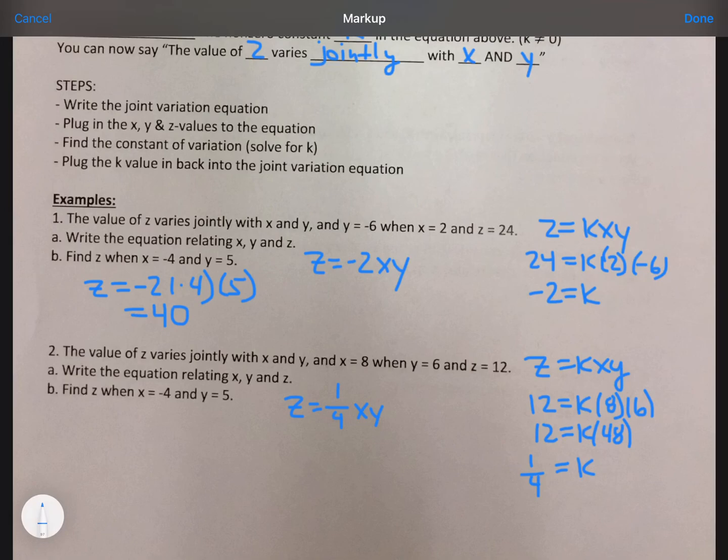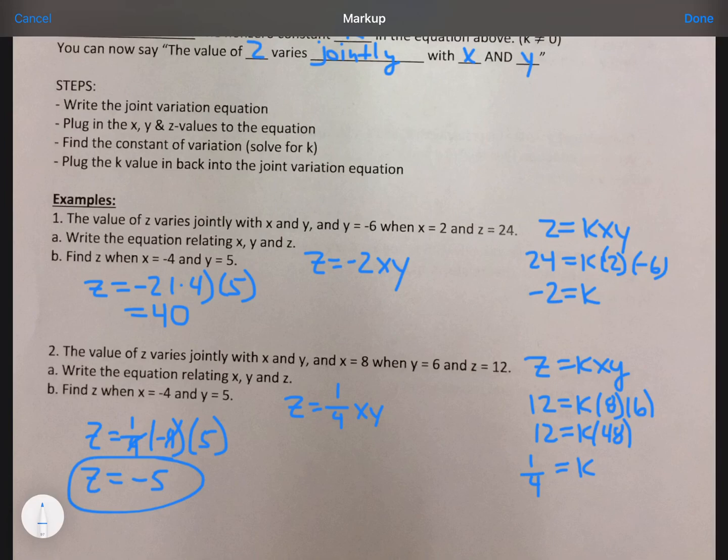And then we can find z when x equals -4 and y equals 5. So we have 1/4 times -4 times 5. The 4's go away. z equals -5.